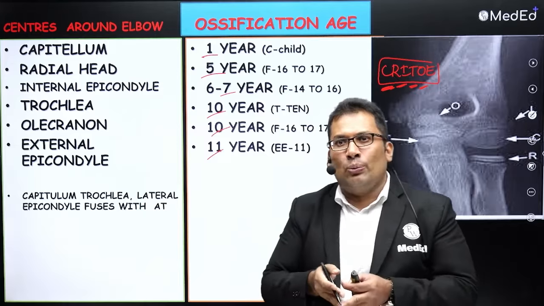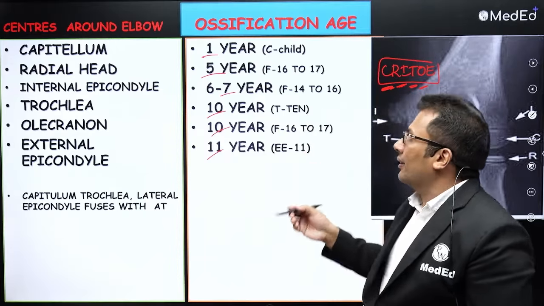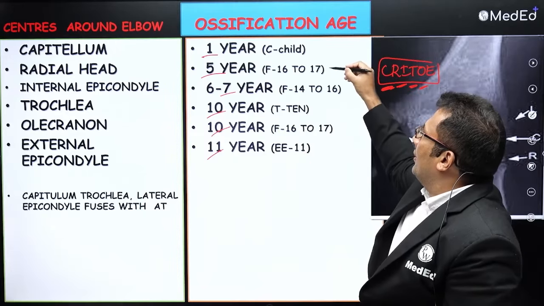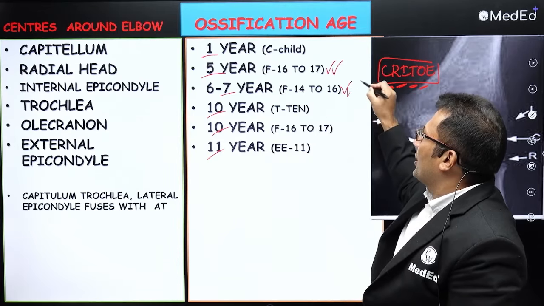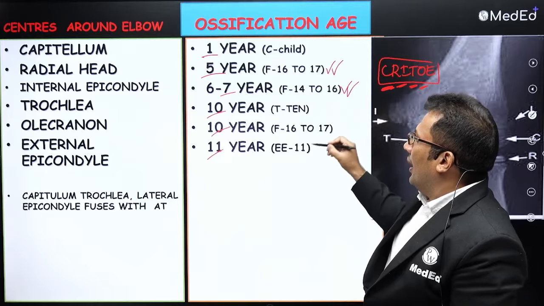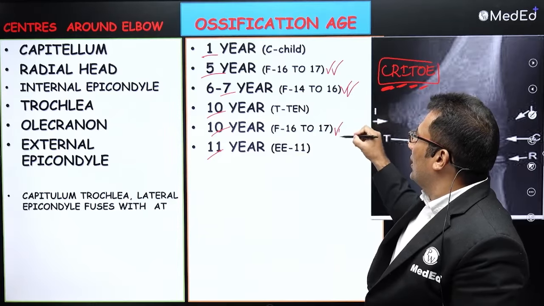Now fusion also you must know. The fusion is given in the brackets. Radial head, 16 to 17 years. Internal epicondyle, 14 to 16 years. And olecranon, 16 to 17.